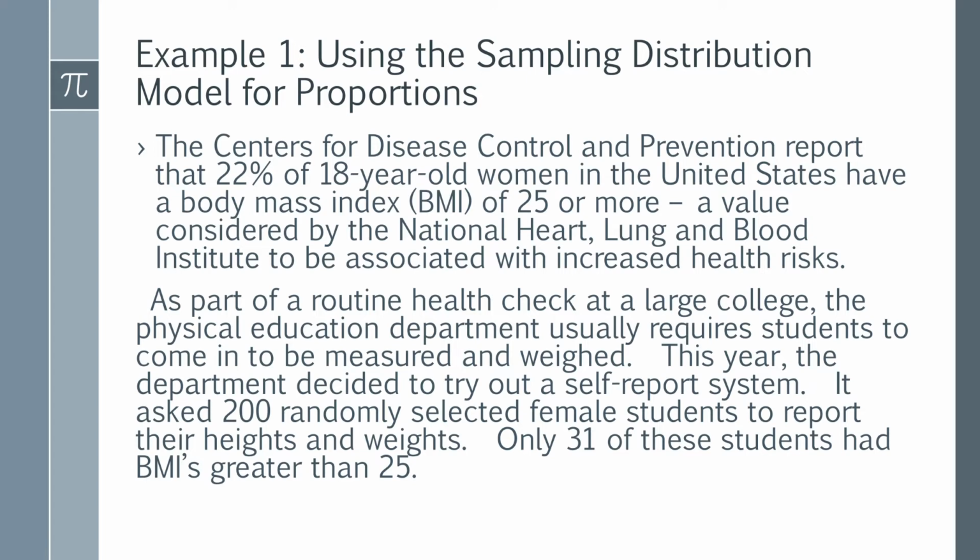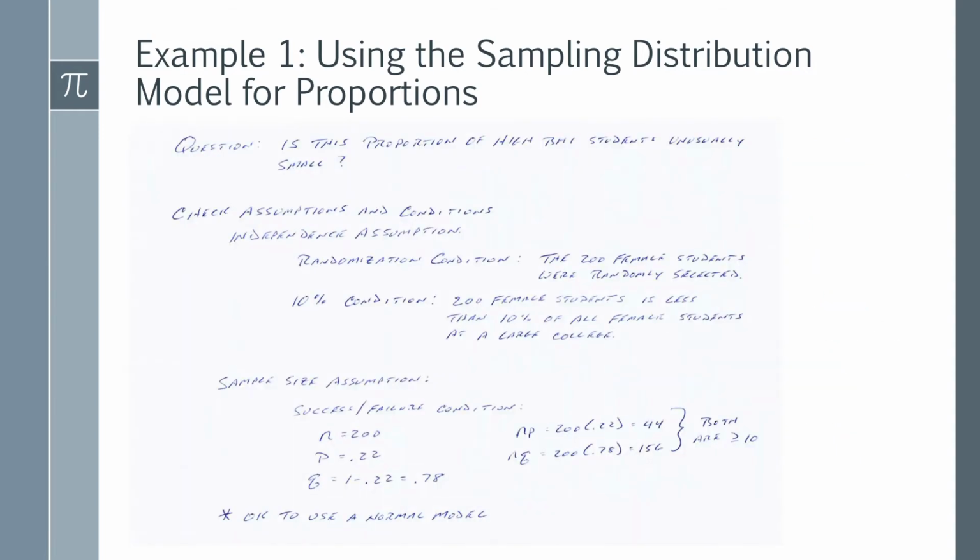This year, the department decided to try out a self-report system. It asked 200 randomly selected female students to report their heights and weights. Only 31 of these students had BMIs greater than 25. So continuing with this same example, the question is: is the proportion of high BMI students unusually small? They told us that the population proportion is 22%, and we had 200 students where 31 of them had a BMI over 25.